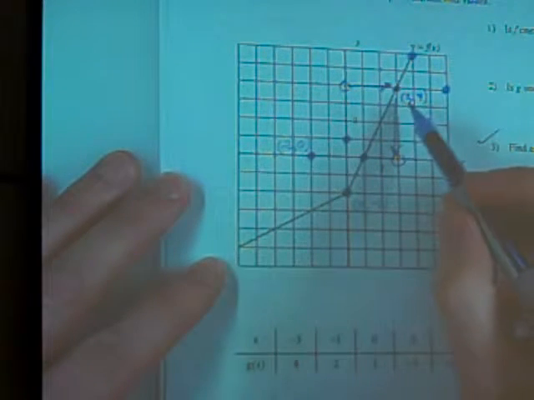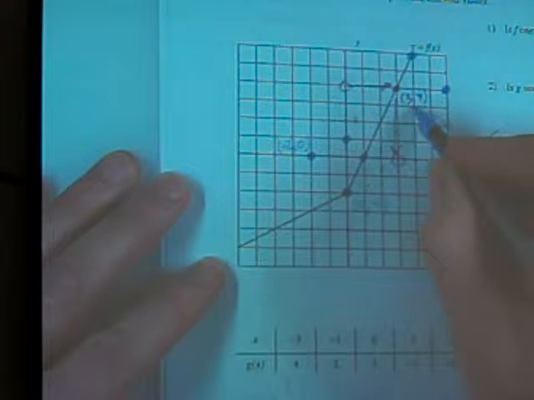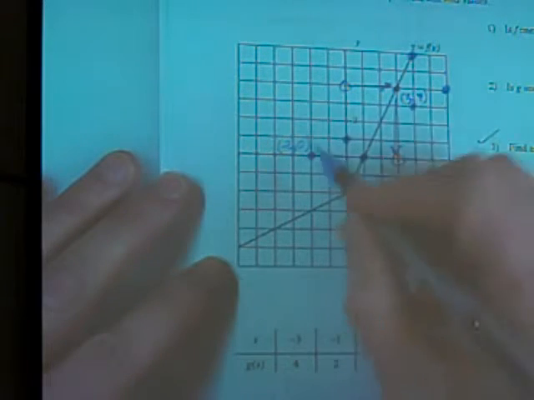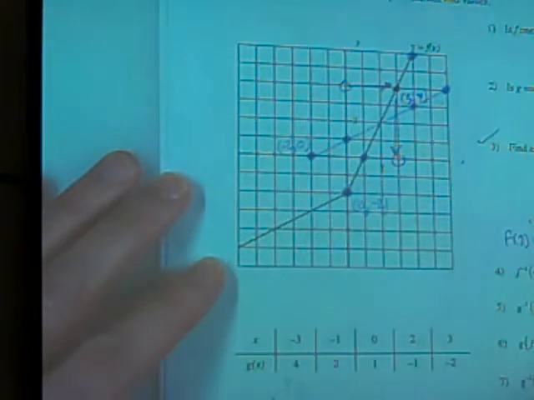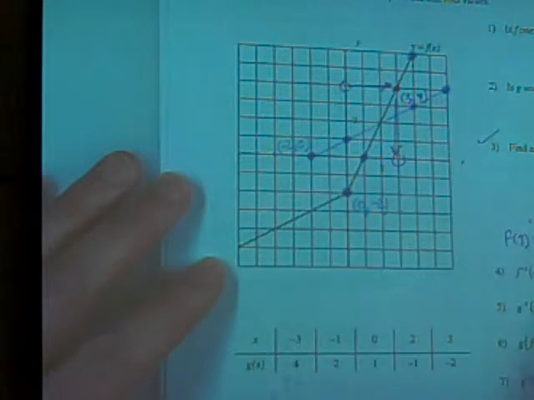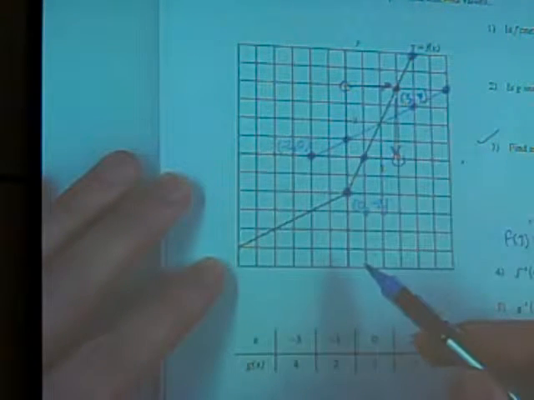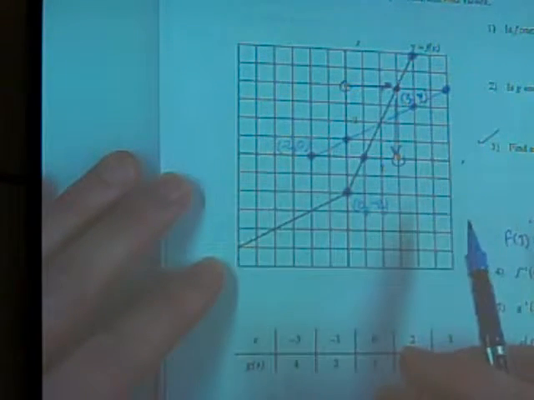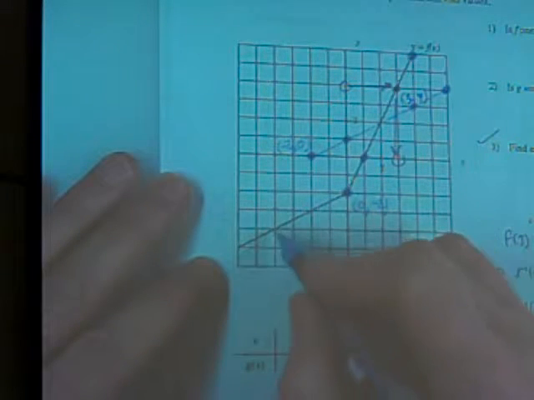One more. 3 comma 4 is going to be at 4 comma 3. That's a piece of the graph of the inverse. And I've reflected each of these 4 points to the point that just flip-flops x and y. Let me pick a point down here. Let me pick a couple of them.